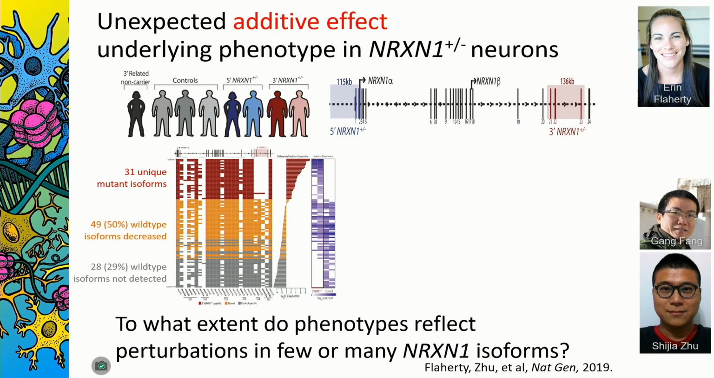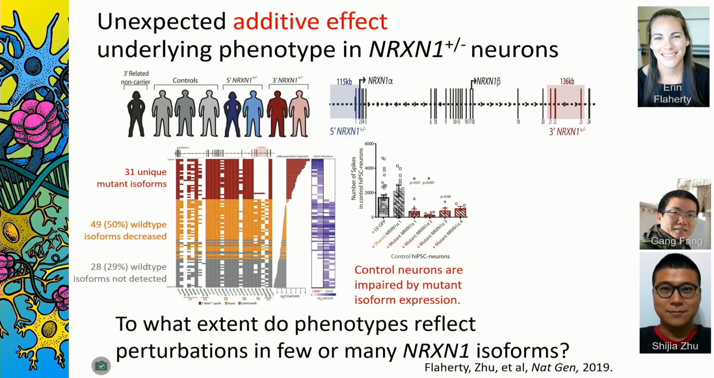We wanted to know if these isoforms were expressed, so we cloned them. We confirmed by Western blot that we could see tagged versions of them. Then we overexpressed them. Overexpression of a single mutant isoform was sufficient to impair activity in control neurons, the phenotype we saw in the patient. So we think that might be a gain-of-function mutation here.